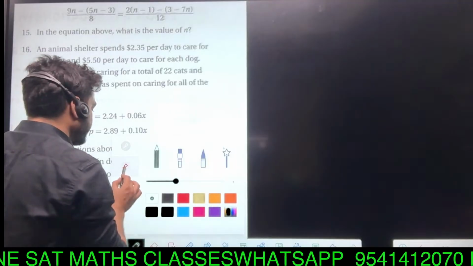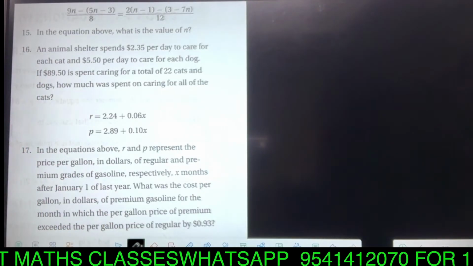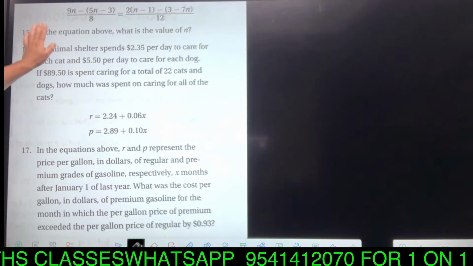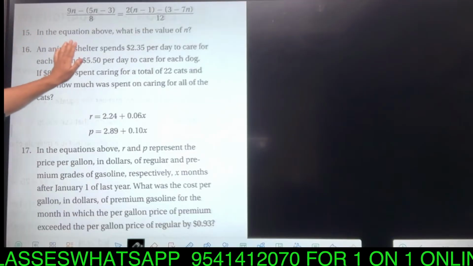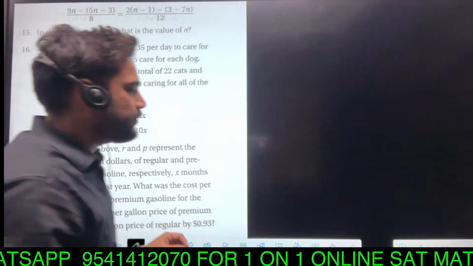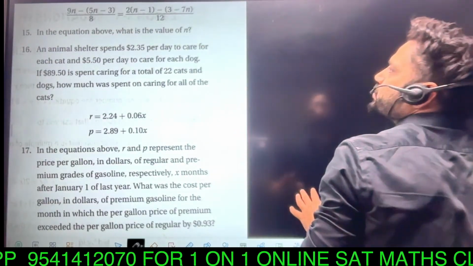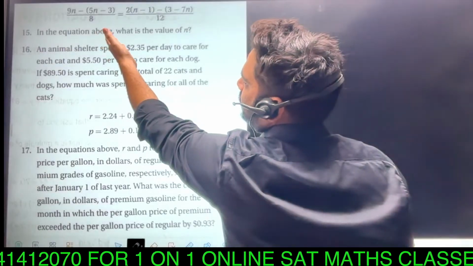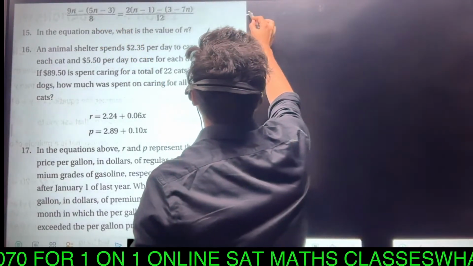Okay, question number 15. What is the question saying? We have this equation and it is saying in the equation above, what is the value of n? We have to find the value of n by solving this. So very simply we can solve this question. The 15th question is super easy.